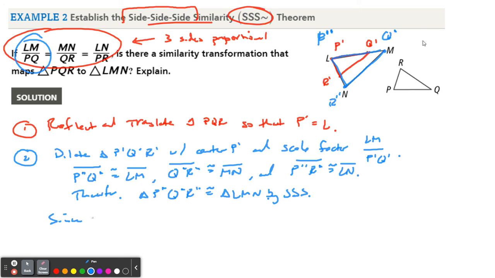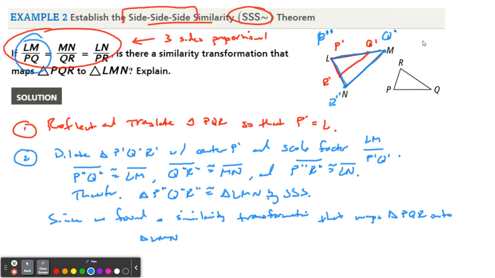So since we found a similarity transformation that maps triangle PQR onto triangle LMN, we know that triangle PQR is similar to triangle LMN. And again, this establishes the side case.